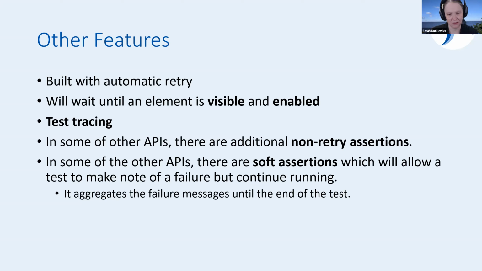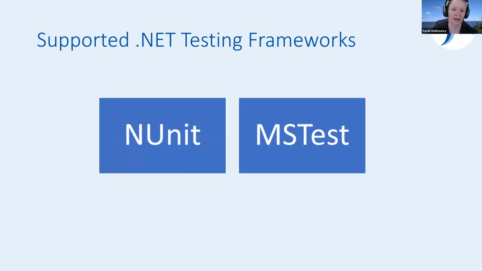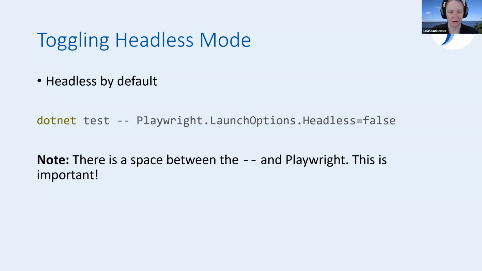Now, when it comes to .NET and Playwright, there are two frameworks that they support for testing. That's NUnit and MS Test. The demos I'll show today are using NUnit. And by default, it is headless, which means that when you tell it to run the tests, you're not going to see it open the browser and then close the browser. It's just going to run headless. It's going to do the browser things that it does.